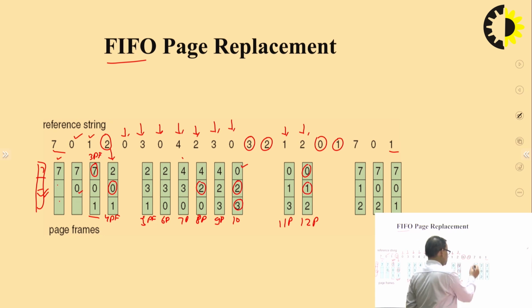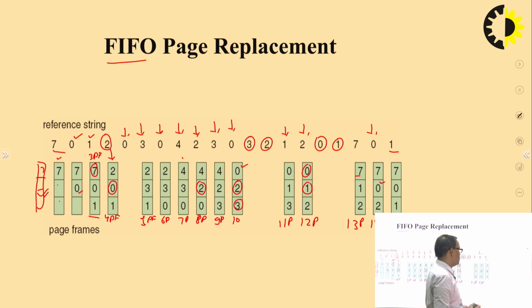Again 7 is not present in main memory, so page fault count will be increased, and it will be 13 now. Okay, and among 0, 1 and 2, 0 is inserted first into the main memory, so 7 is placed here. Next 0, now 0 is not in main memory, so page fault count value will be increased, 14 page fault, and among 7, 1 and 2, 1 is inserted first into the main memory, so 0 will be placed here.